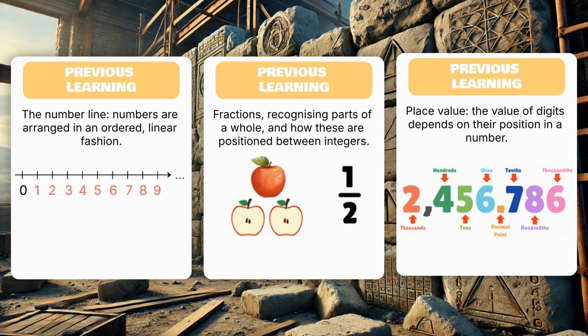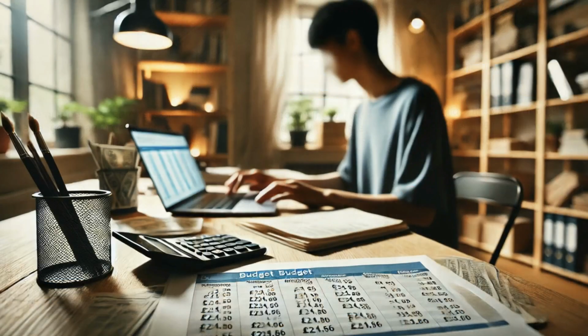This understanding is crucial for tasks such as comparing numbers, performing precise calculations, and interpreting data. For instance, imagine you are working on a budget and need to accurately allocate £234.56 rather than a rough £235 or £230. Knowing how to position and interpret decimals ensures precise financial planning. Let's dive right in and enrich our number sense by mastering the placement of decimals on the number line.